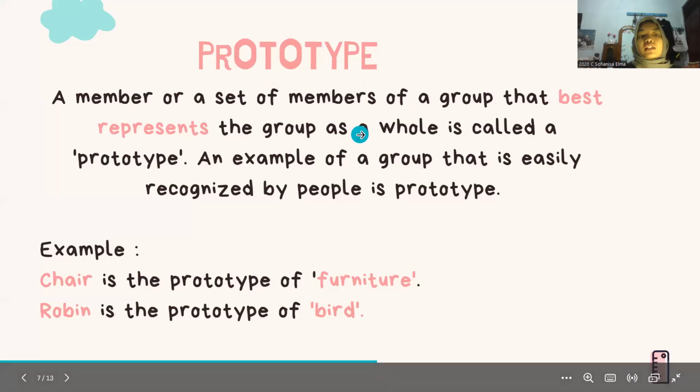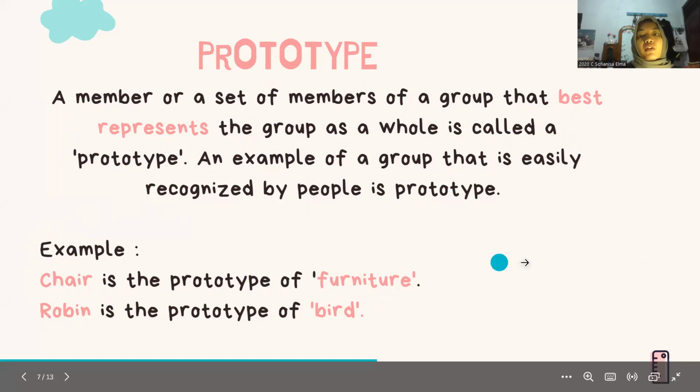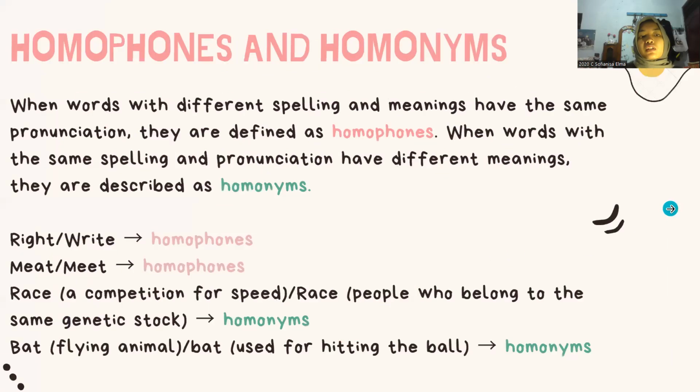Okay, the next is prototype. Prototype is a member or a set of members of a group that best represent the group as a whole. An example of a group member that is easily recognized by people is a prototype. For example, the first one is chair is the prototype of furniture, and then the robin is the prototype of bird. Like that.